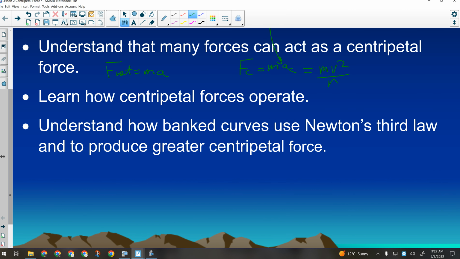and look at banked curves and how they use Newton's third law to produce greater centripetal force. It's not by accident that racetracks have very highly banked curves. If you've ever watched any NASCAR, those curves are banked so steeply that they actually have to use a crane to keep the paving machines from falling down the hill when they pave the corners.